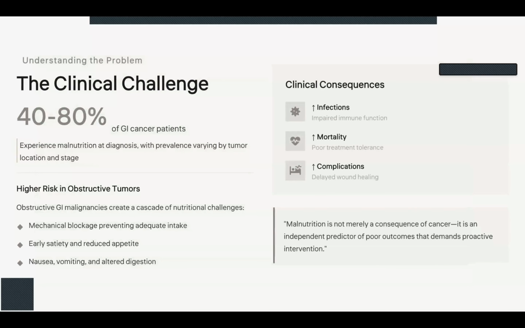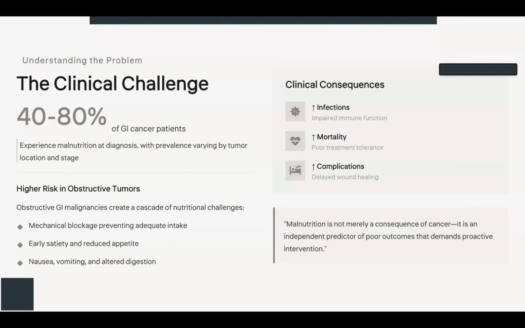As we all know, malnutrition is extremely common in gastrointestinal cancers, affecting approximately 40 to 80% of patients at the time of diagnosis. This wide range reflects differences in tumor type, stage, and patient population. But the key message here is that malnutrition is the rule rather than the exception.